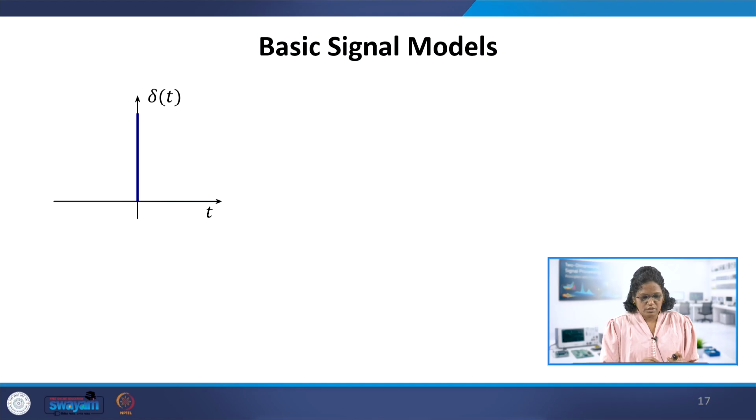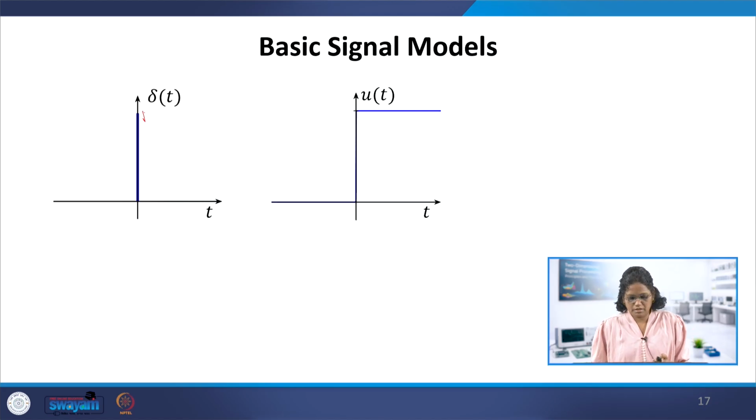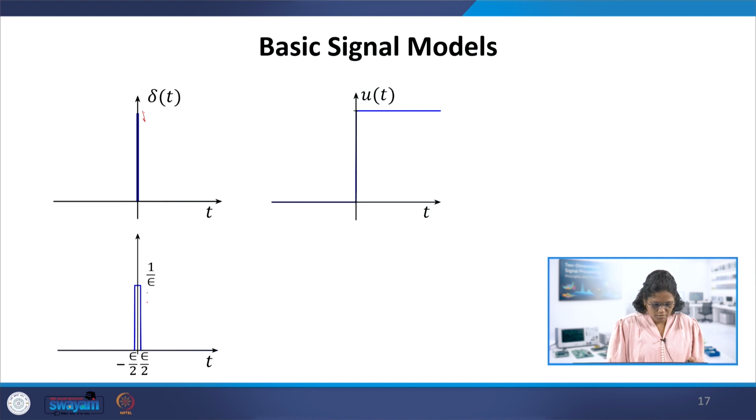Further, how to visualize the signal models: you have t and delta of t. This is the impulse, and it depends on the amplitude. The impulse would be of high amplitude. If you say this is 1, that is going to be the unit impulse. And the step signal, which is defined at t equal to 0 as 1 and greater than 0 also as 1. And this is the Dirac delta, where from minus epsilon by 2 to plus epsilon by 2 it has 1 by epsilon, which is equivalent to the function given here.